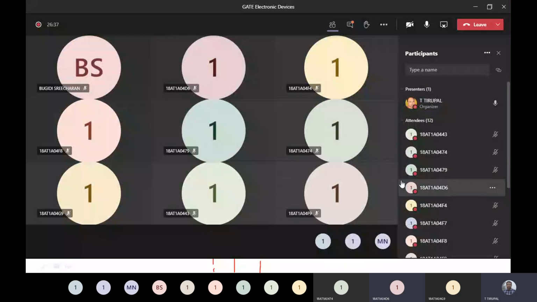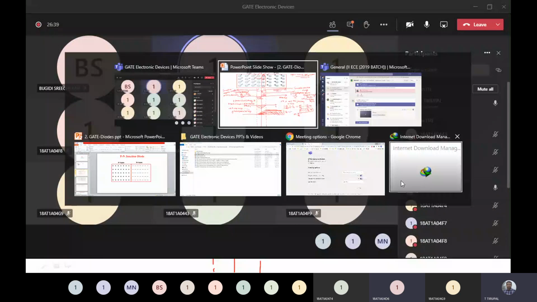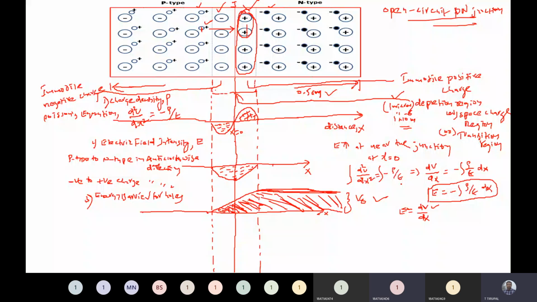Sir, apply integration. Yes, apply integration to both sides. What do you get? Integral dV is V, which is equal to integral E dx. Very good. So this is the formula for potential energy barrier for holes.